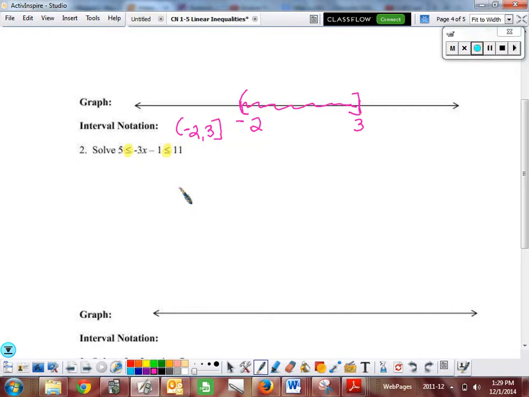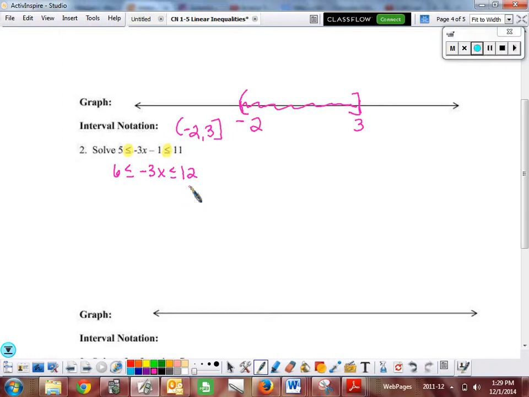It's like saying distance equals a negative number. Distance can't equal a negative number. So we're checking to make sure we have an inequality that makes sense before we do the problem. Add 1. 6 less than or equal to -3x less than or equal to 12.